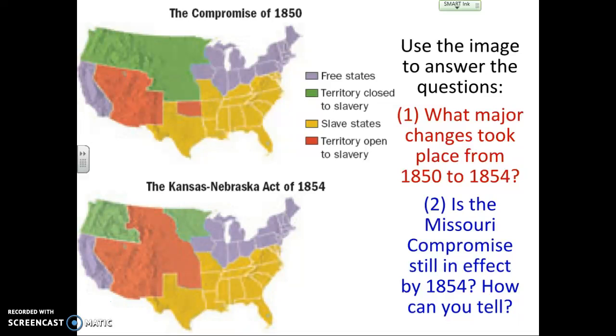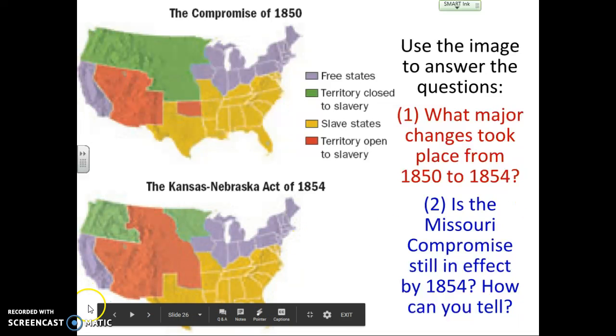If we look at these two maps here, the first thing I want you to take a look at is what major changes took place from 1850 to 1854. And then, with this Kansas-Nebraska Act of 1854, do we still have the Missouri Compromise in effect? And how can you tell? Go ahead and pause and answer those two questions, and then hit play when you're ready.